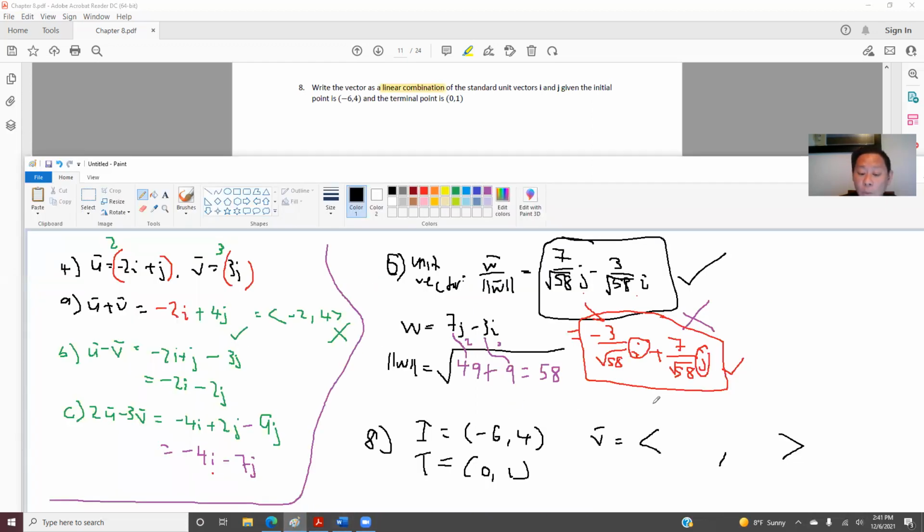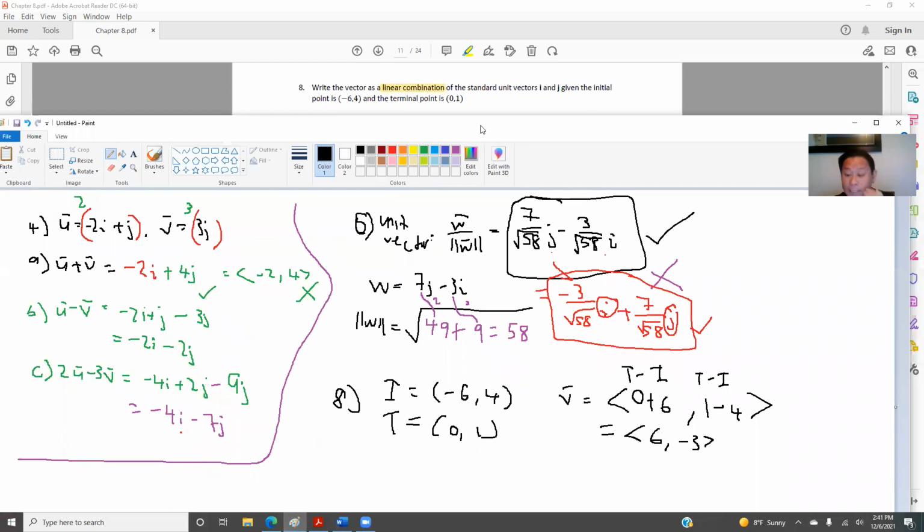Don't forget, always take the terminal minus the initial. So the terminal in this case is 0 minus the initial, so it's +6 because of the two negatives, and then 1, same thing, terminal minus the initial of the second component, -4. So this will give us 6 and -3. Again, this is usually the answer for question 8.